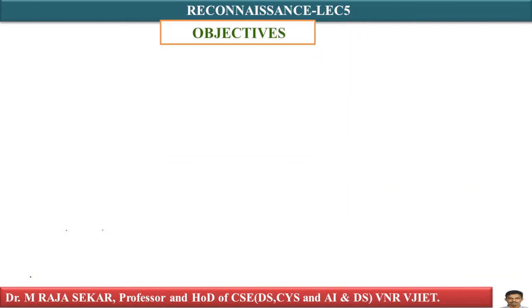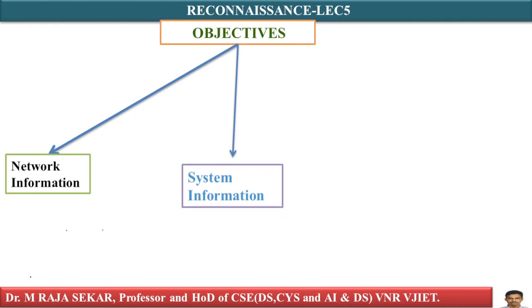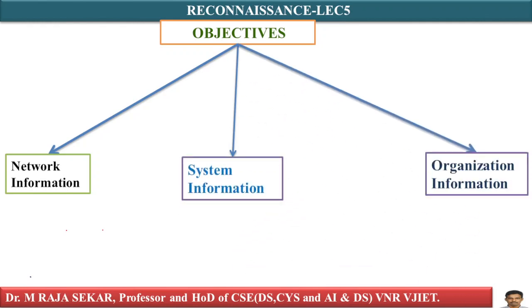What are the objectives of reconnaissance? Collecting network information, collecting system information, collecting organization information. These are the objectives of reconnaissance. What is the meaning of collecting network information? Collecting domain names. That may be collecting IP addresses. If I collect IP addresses, that comes under network information.